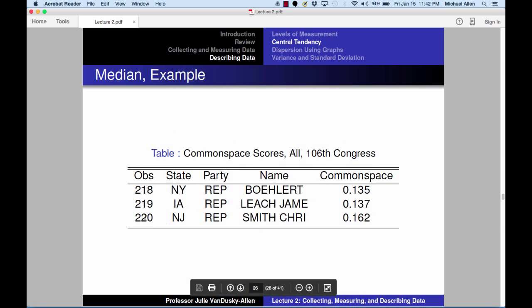Observation 219 takes on a value of 0.137. So the median is 0.137.